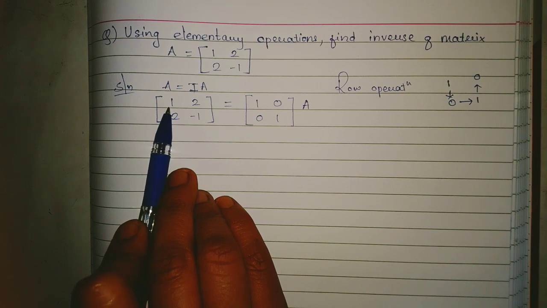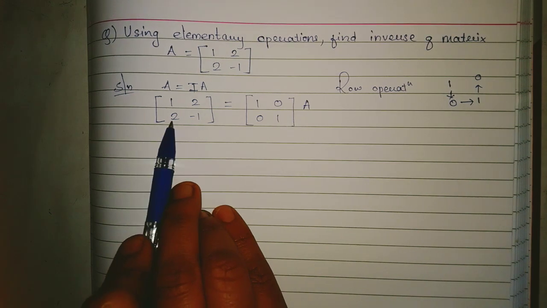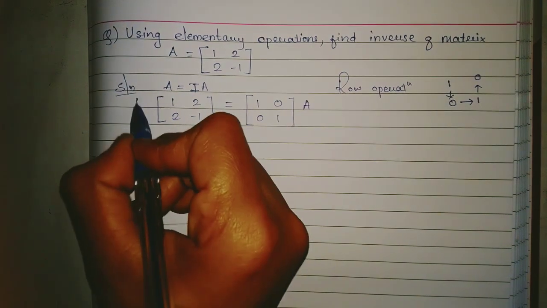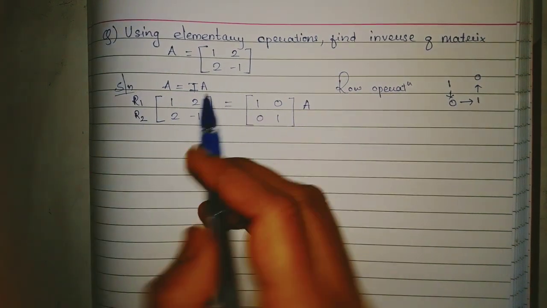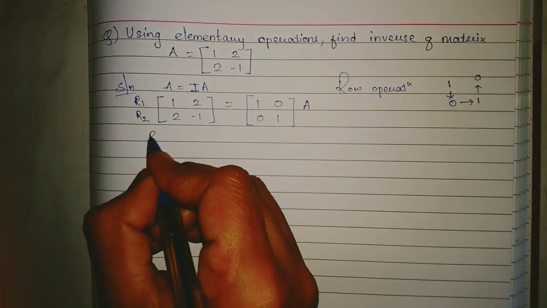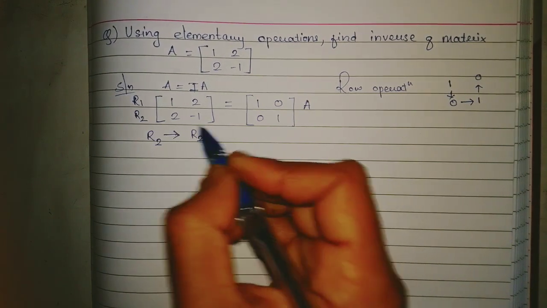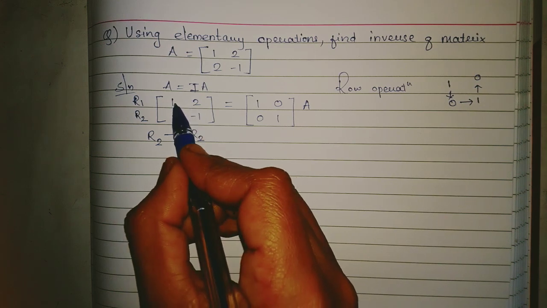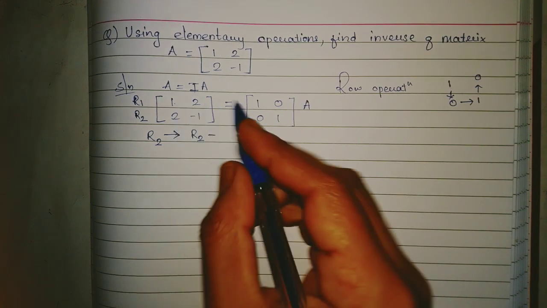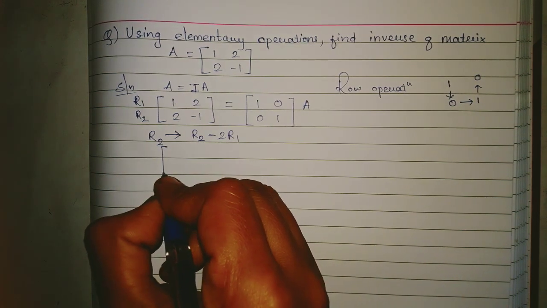Now here the first element is already 1. Now we have to make this 0. So if we are making this 0, then we are working on row 2, right? This is row 1, this is row 2. So we are working on row 2. So we are changing our row 2. If you want to make this 0 using row 1, then R2 minus, we have to multiply by 2 here, right, to R1. Okay, so start with this.